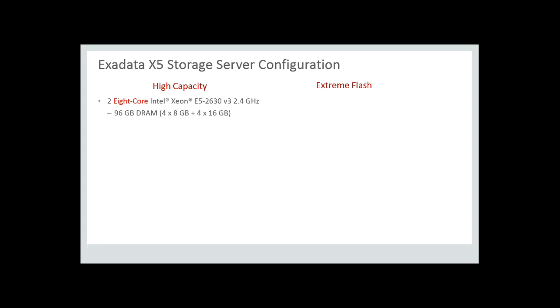Again, if you see the high capacity, it has two 8-core Intel processors. That means 16 cores per server. And why is the 16 core required? That is again an interesting question, right?